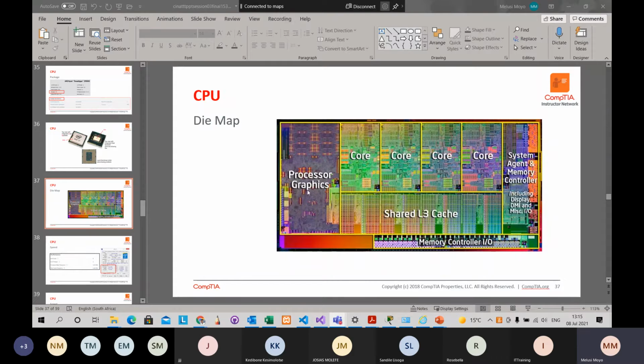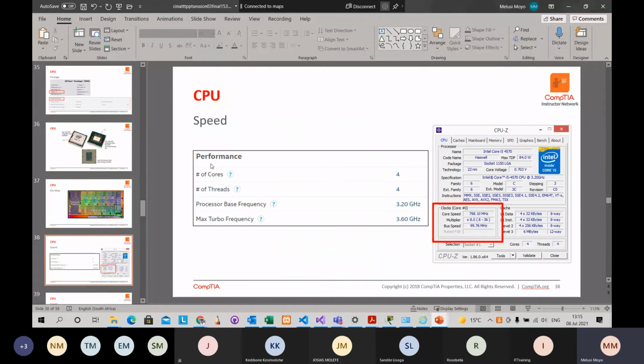I think this is the inside of the CPU. This is what happens inside the CPU, right? All right, this is the die map. Okay, let me move to the next one.